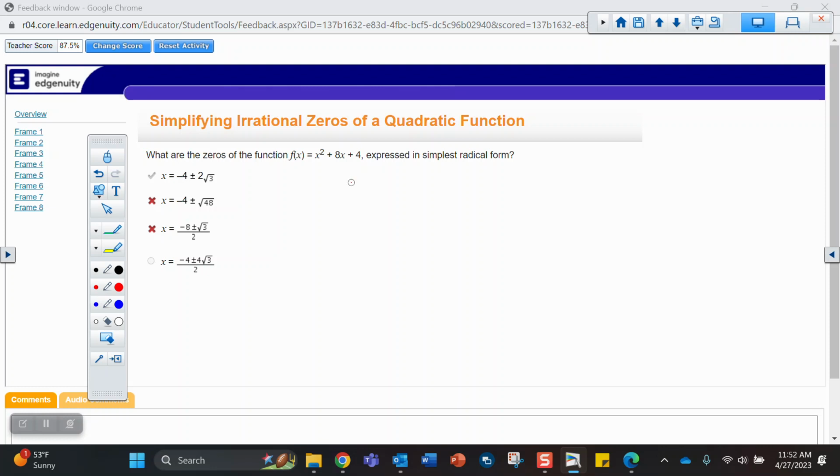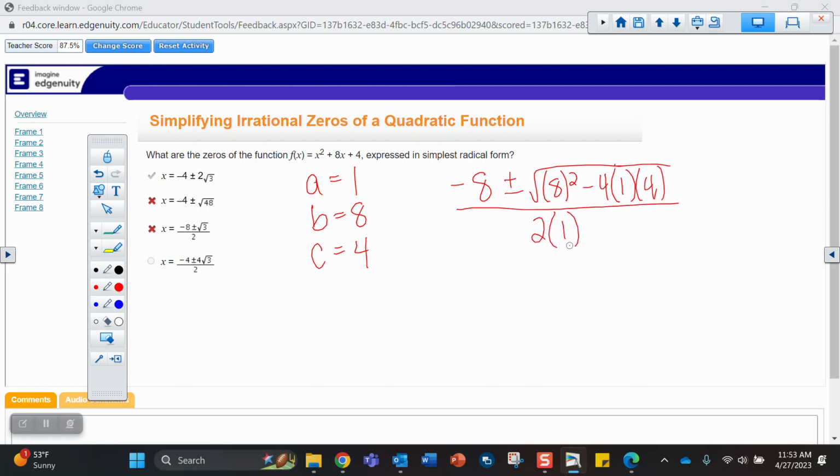So again, a is 1, b is 8, and c is 4. So negative b, or the opposite of b, plus or minus the square root of b squared minus 4 times a times c all over 2a. So I've got to clean up the inside before I do anything first. Plus or minus, that's going to be 64 minus 16. Those are all positive, so we're just subtracting 16, and it's all over 2.